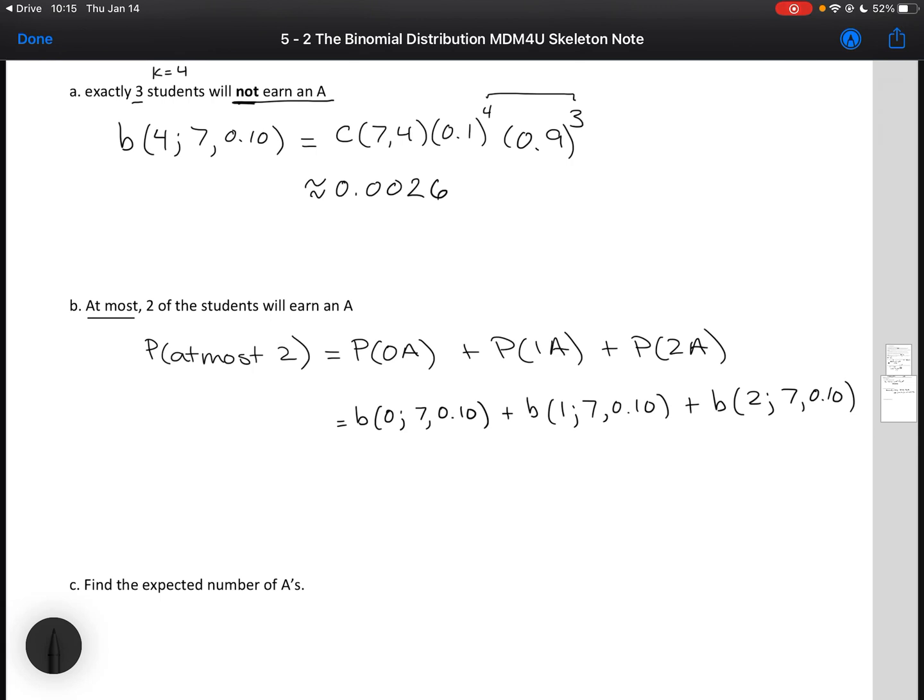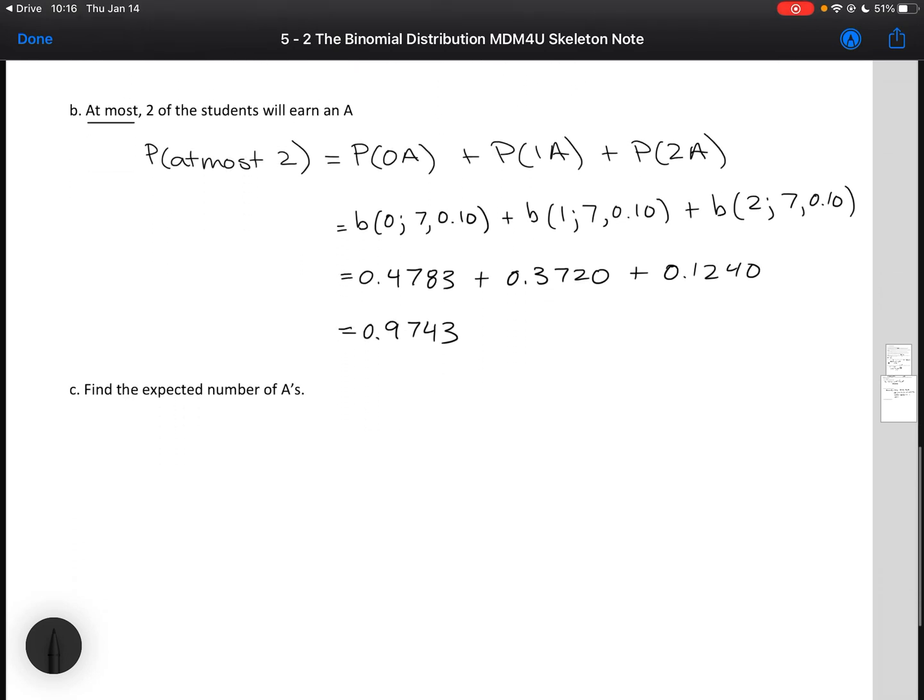Evaluating this on my calculator, you should get 0.4783 for the first one, 0.3720 for the second one, and then 0.1240 for the third one, giving us a total of about 0.9743, or about 97%, that at most 2 of the students will earn an A.